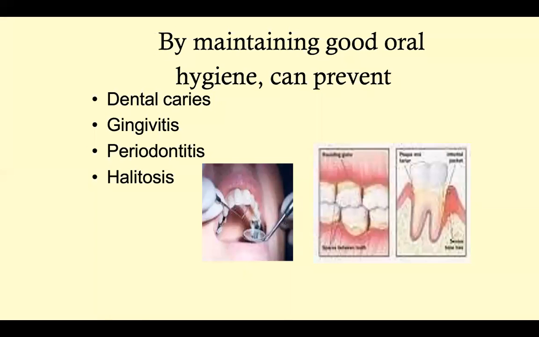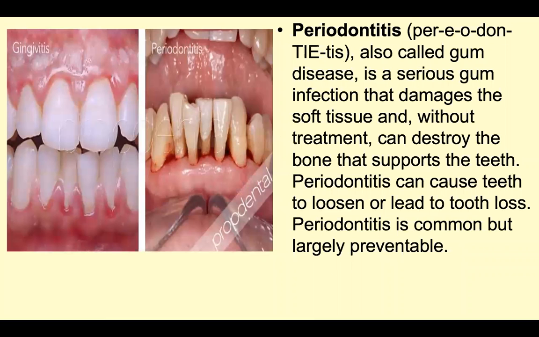By maintaining good oral hygiene, you can prevent the following types of diseases or problems. There can be dental caries, gingivitis, periodontitis, and halitosis. You know about dental caries and gingivitis, so you can learn about periodontitis. It is also known as gum disease. It is a serious gum infection that damages the soft tissues and, without treatment, can destroy the bone that supports the teeth. Periodontitis can cause teeth to loosen or lead to tooth loss. Periodontitis is common but largely preventable.